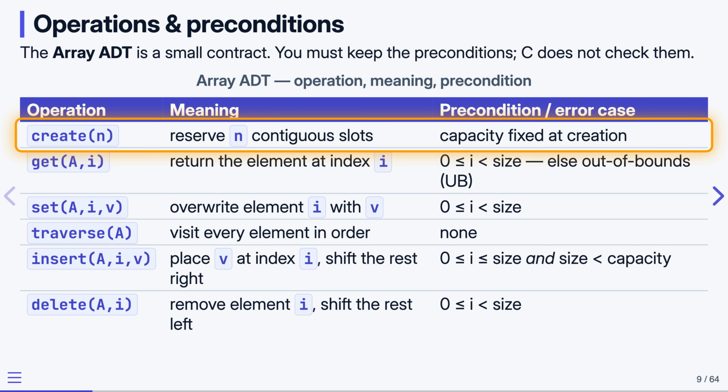First, create of n. This reserves n contiguous slots. The precondition is important. The capacity is fixed at creation. Once you make the array, that number of slots cannot change.